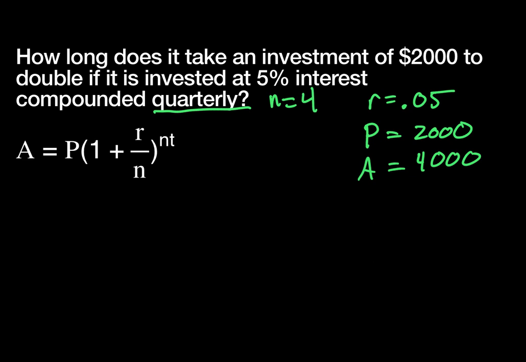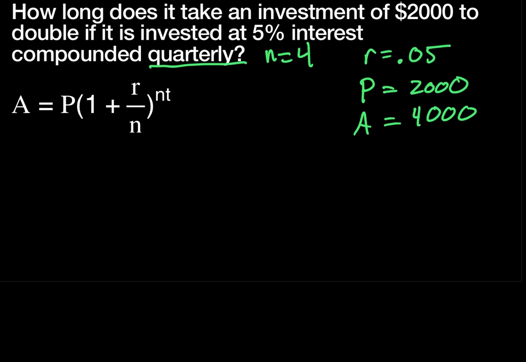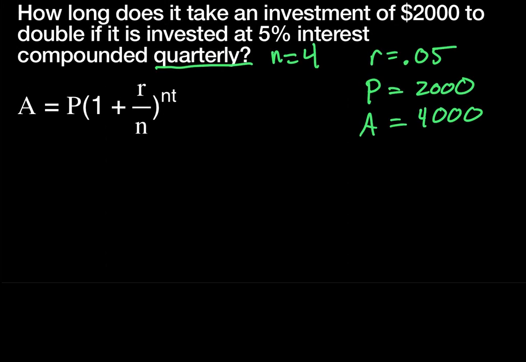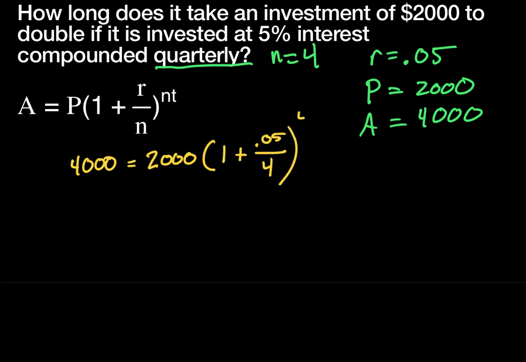Now, let's take our values, plug some of it into that equation, and see what I can come up with. 4,000 equals 2,000 times 1 plus R is 0.05, N is 4, raised to the 4t. I don't know what time because the question asks how long does it take. So that's what it's asking. How long? How many years is this going to take to happen?